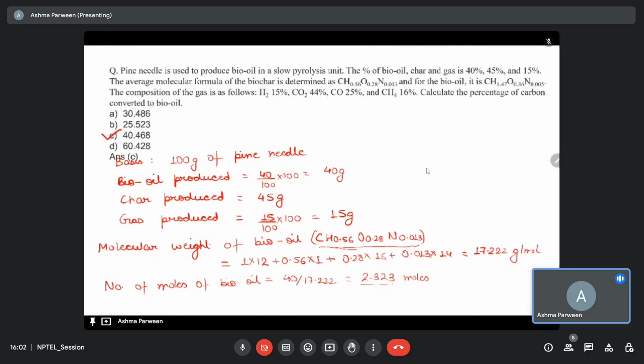So this question is also straightforward. The thing is, we have to do lots of calculation. We have to find out the number of moles of the bio oil, the number of moles of the char and the number of moles of the gas present. And based upon the molecular formula which is given, we can find out how many moles of carbon are in the bio oil, in the char and gas. And by using this relation, we can find out how much percentage of the carbon is converted to bio oil. So let's move to the next question. I hope this question is clear to everyone. If anyone has any doubt, you can just unmute yourself and ask, or you can write your doubt in the chat box.